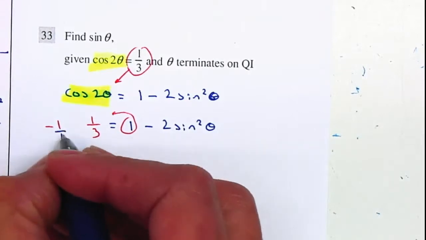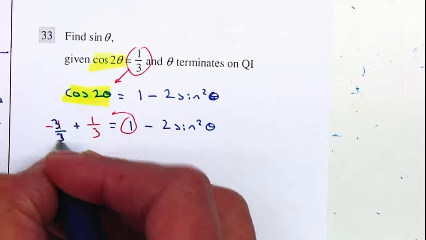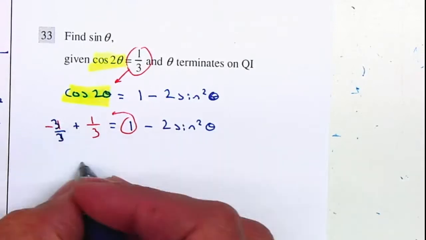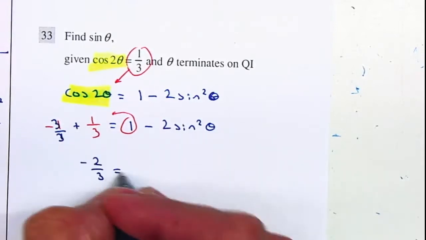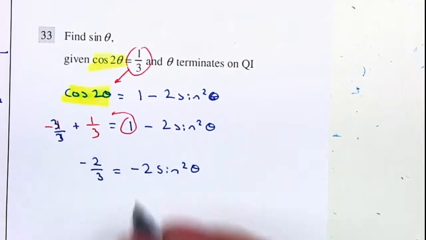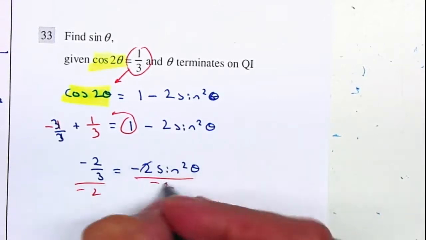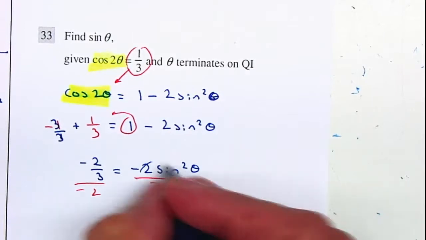I'm going to place it over 1. I need to have the same denominator, so I'll multiply by 3. So negative 3 plus 1 is negative 2 over 3, equal to negative 2 sine squared of theta. I'm going to divide by negative 2, so I can leave the sine by itself. And let me switch things around.